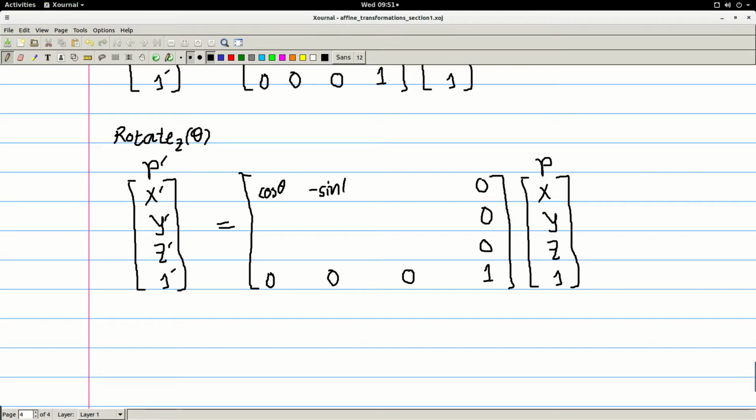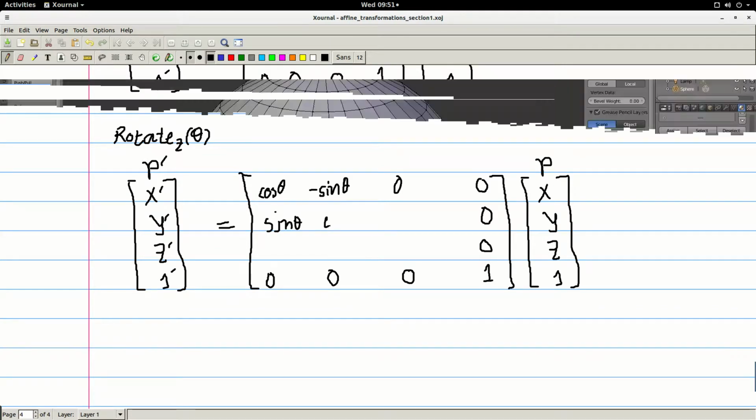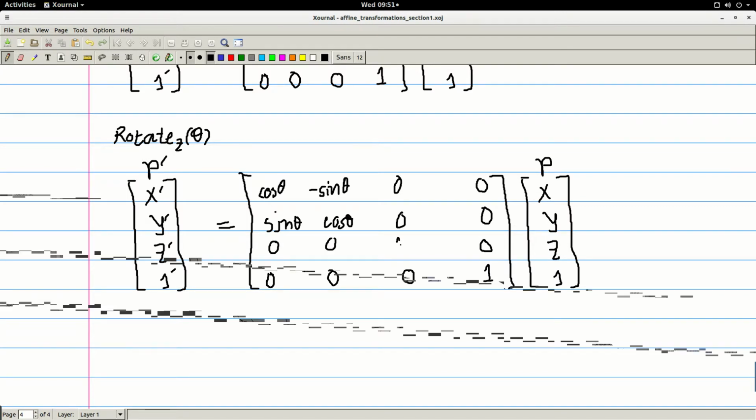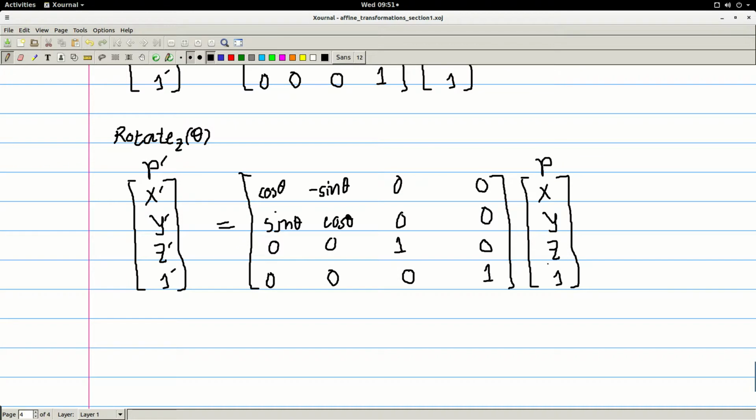Cos theta, sine theta, and 0, right? Cos theta, minus sine theta, and 0. What we got over here? Sine theta, cos theta, 0. And 0, 0, 1, because z needs to be z itself. And this is 0, 0, 0, 1. So it's a very simple setup that we have.